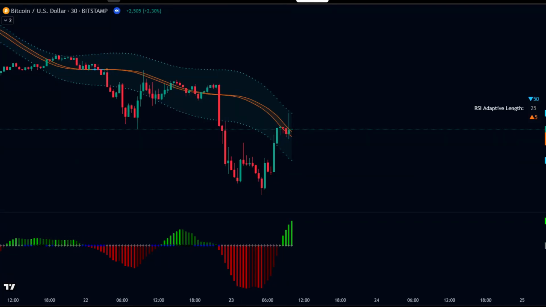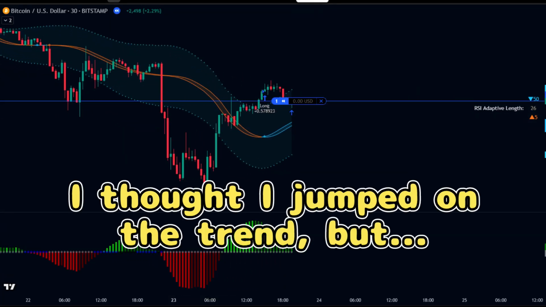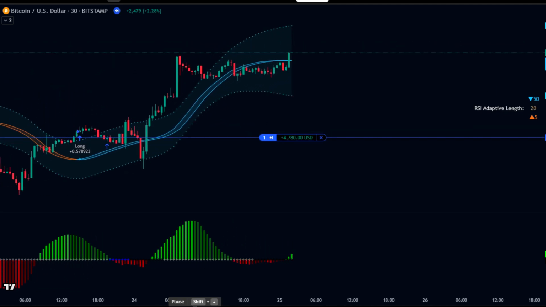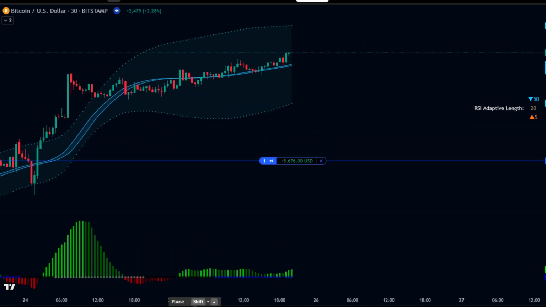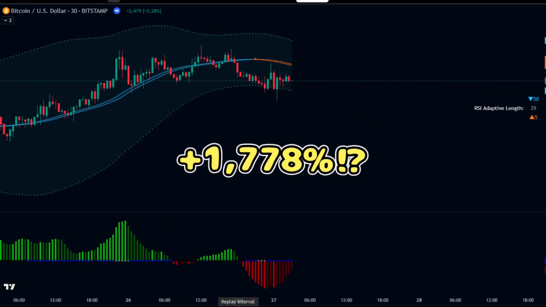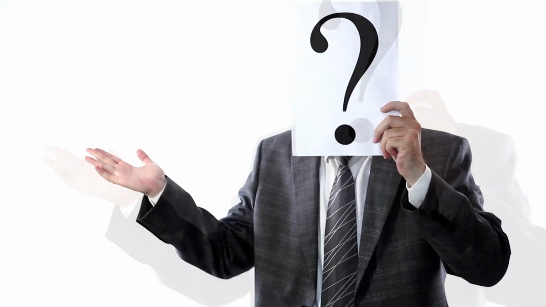You thought you were riding the trend, only to get caught in a reversal and stopped out. Sound familiar? There's a buzz going around about a new hybrid indicator that combines RSI and T3, reportedly generating a staggering 1,778% profit. Is it true? We put it to the test.